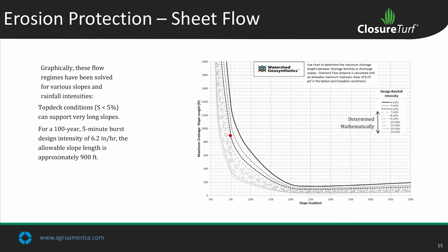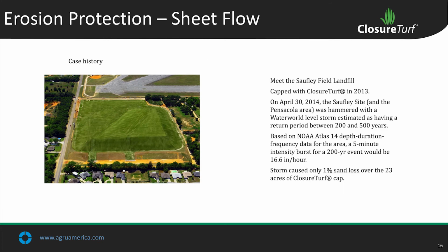So, taking all that, we've solved these flow regimes for various slopes and rainfall intensities. For top deck conditions, let's generally say it's less than 5%. We can support very long slopes. So for a 100-year, 5-minute burst rainfall intensity of 6.2 inches per hour, for example here, the allowable slope length is about 900 feet.